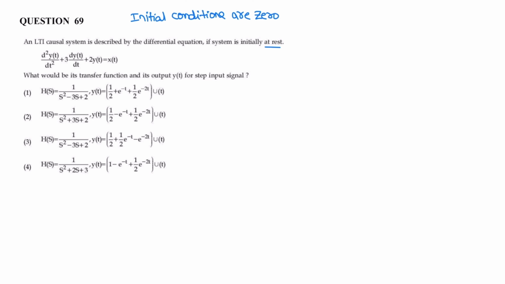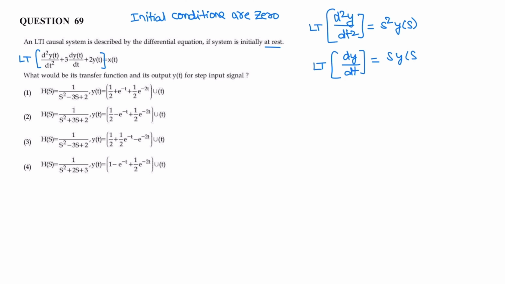Laplace transform on both sides. Laplace transform of d square y by dt square is s square Y of s, Laplace transform of dy by dt is s into Y of s, Laplace transform of y of t is capital Y of s, and Laplace transform of x of t is capital X of s.